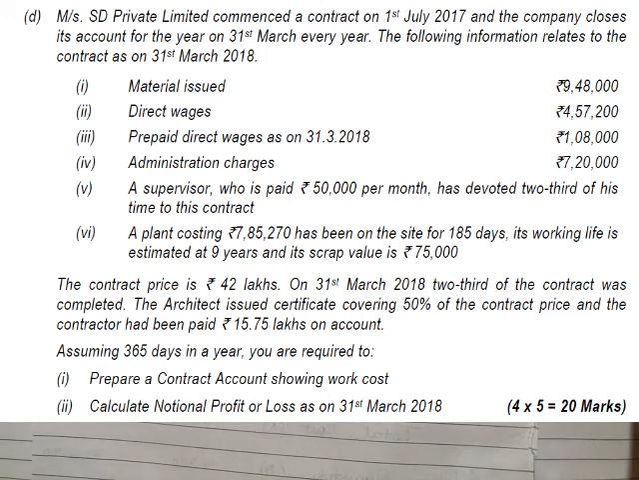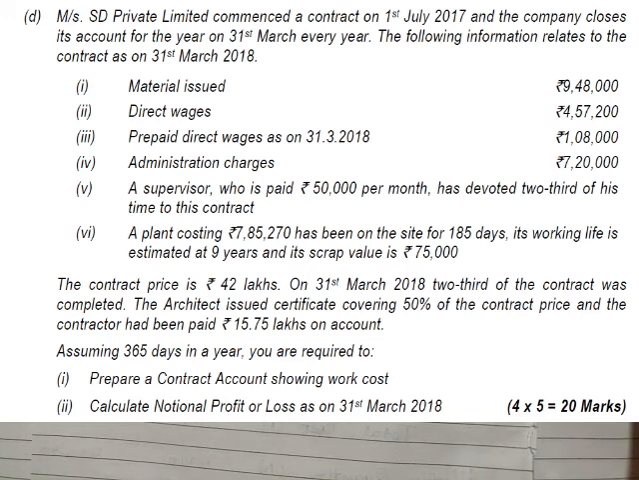Hello friends, today we are going to do a question from the past paper asked in November 2018 from contract costing. The question states that Messrs. SD Private Limited commenced a contract on 1st July 2017 and the company closes its account for the year on 31st March every year. The following information is given: material issued, direct wages, prepaid wages, administrative charges, supervisor expenses, machinery.